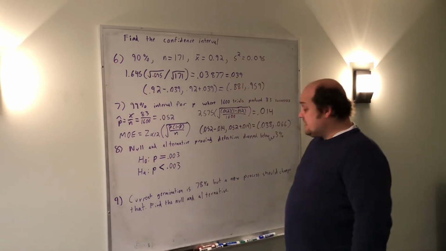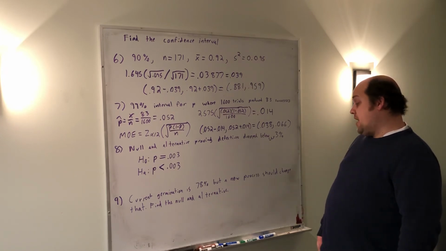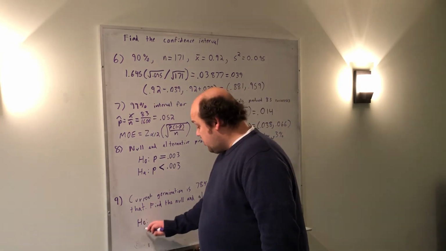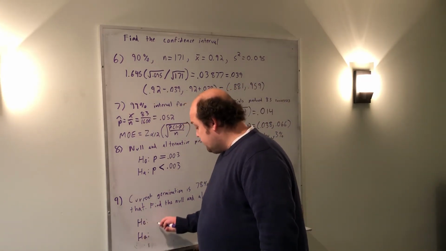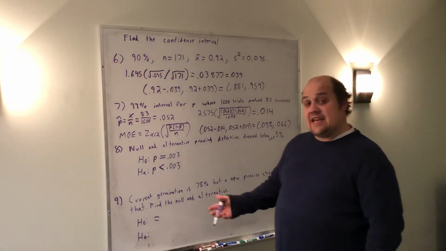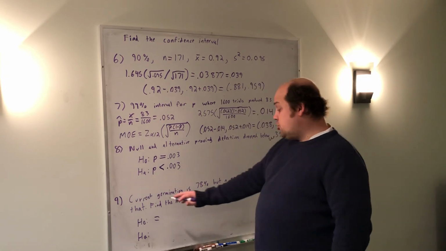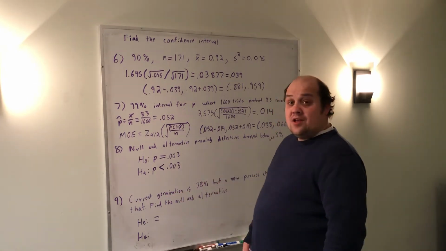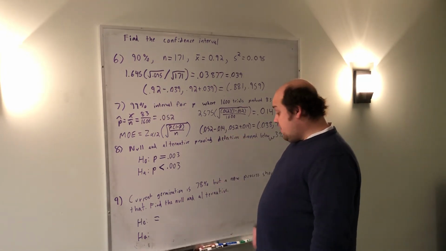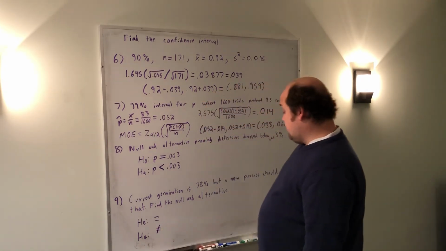For number 9, it says current germination is 98%, but a new process should change that. Find the null and alternative. Again, I'm going to start by always putting an equal to sign for the null, and then trying to determine if the alternative is less than, greater than, or not equal to. Here it said the new process should change the germination rate, but it didn't tell us if the new process is going to make it higher or lower. For that reason, the alternative hypothesis here is not equal to.